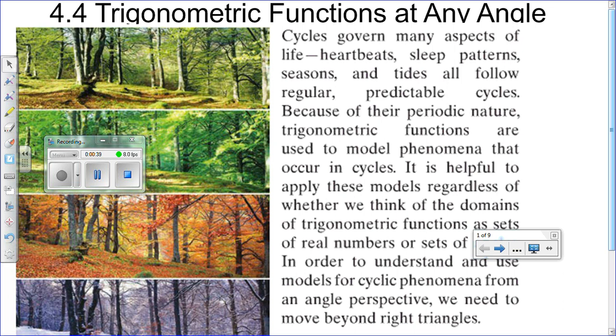Okay, so I'm going to read this quickly. Cycles govern many aspects of life. Heartbeats, you all know that, especially if you have taken anatomy and physiology. There are actually some graphs there, and I'll talk about that in a minute. Sleep patterns, seasons, and tides all follow regular predictable cycles. Like the tide goes up at night and then it goes down in the morning, right?